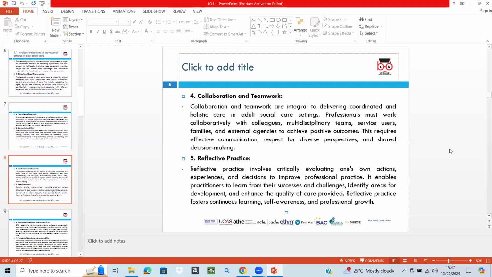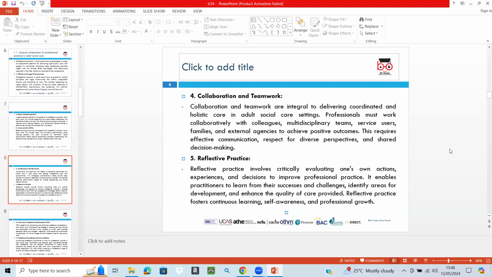Collaboration and teamwork are vital components of professional practice in adult social care, as they support the delivery of comprehensive and integrated care to individuals. By working together with colleagues, multidisciplinary teams, service users, and external stakeholders, practitioners can leverage diverse expertise and perspectives to address complex needs and promote positive outcomes.